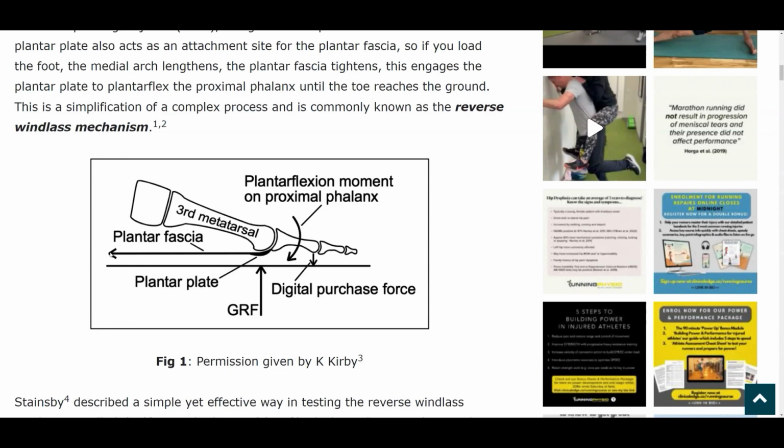In this case, the diagram is well laid out by Kirby: the plantar fascia contracts against the plantar plate. If this reverse windlass mechanism is working, it should pull the toe down to the ground, and that will enable you to toe off and propel yourself forward.